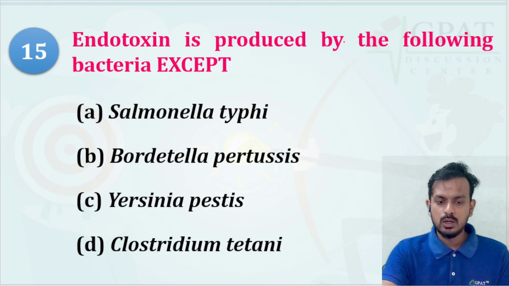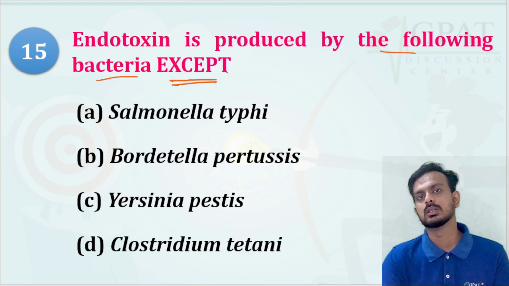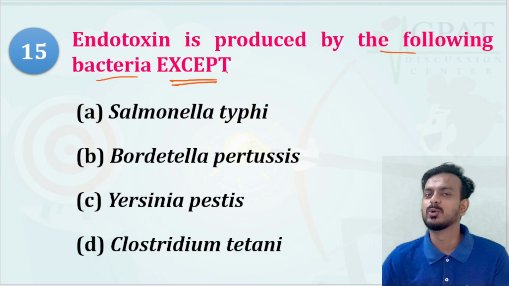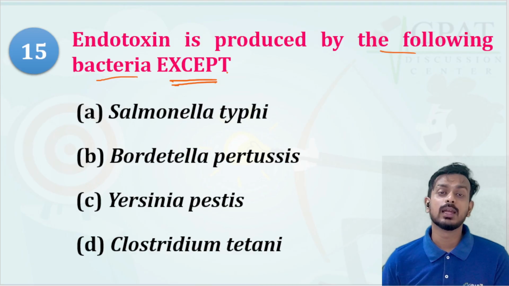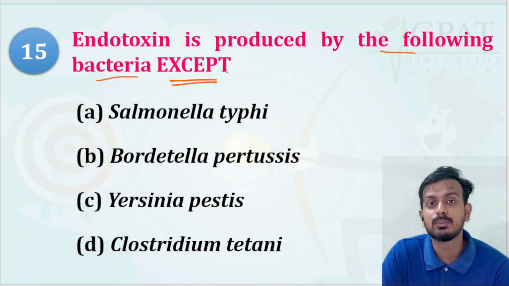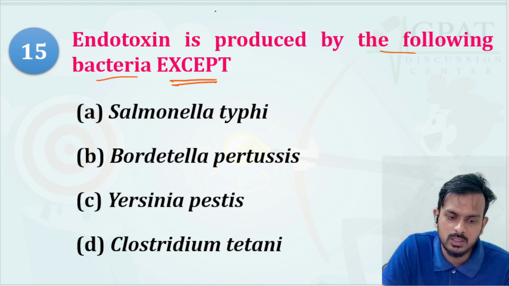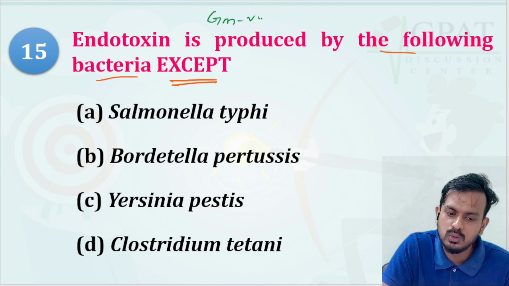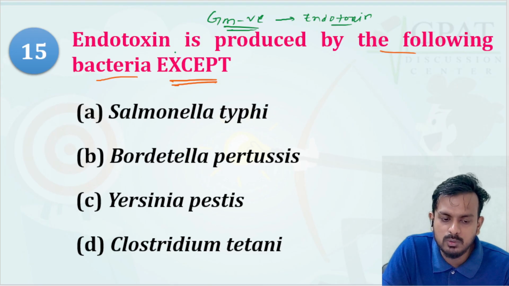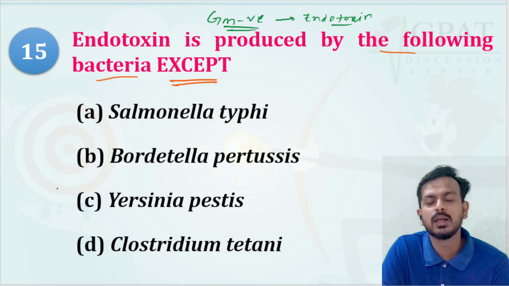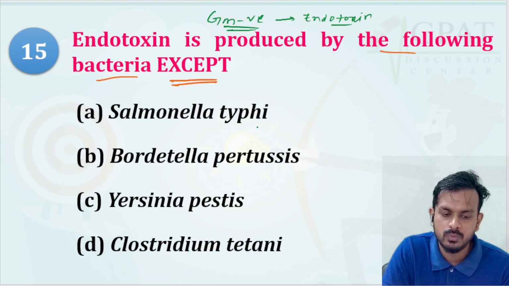Next question. Endotoxin is produced by the following bacteria except. Answer this question. This question is a little bit twisted. First, tell me, which type of bacteria produce endotoxin? Obviously gram negative bacteria basically produce endotoxins. So the question is which of the following bacteria will not produce it? That means you have to identify which one is a gram positive.